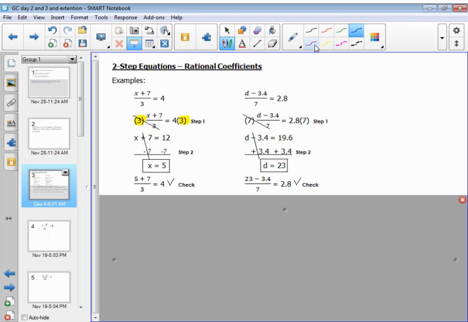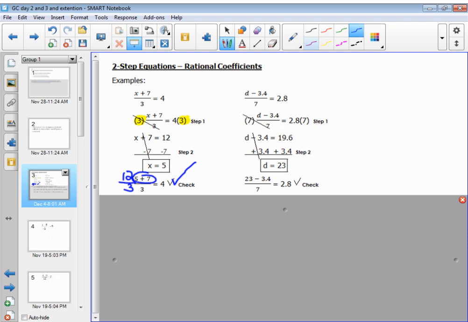Just like yesterday when we were solving these problems, you need to make sure to check your answers. We are taking the answer we found and plugging it into our original equation. In this case, 5 plus 7 gives me 12, and 12 divided by 3 gives me 4. So it checks out. Our answer is correct.